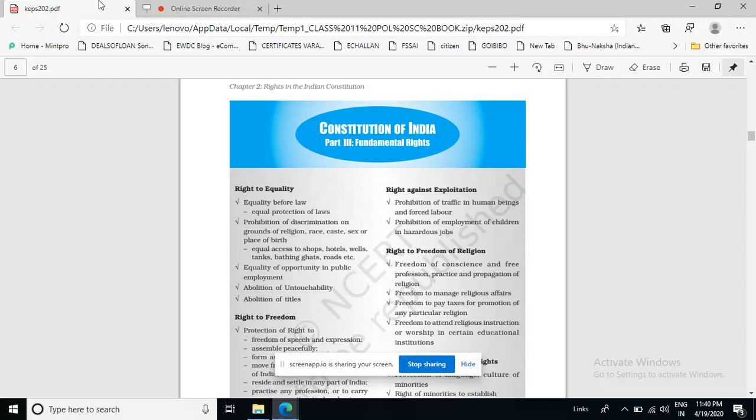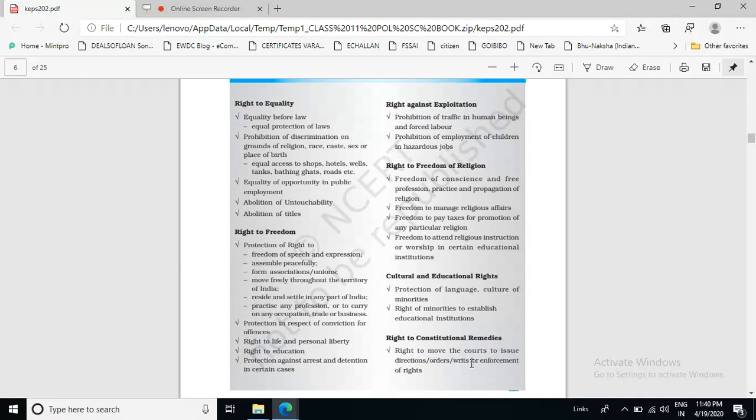Now we are proceeding further. Actually, as I told you yesterday also, the Indian Constitution gives six types of fundamental rights to the people of India. These are given here: right to equality, right to freedom, right against exploitation, right to freedom of religion, cultural and educational right, and right to constitutional remedies. These are the six fundamental rights.